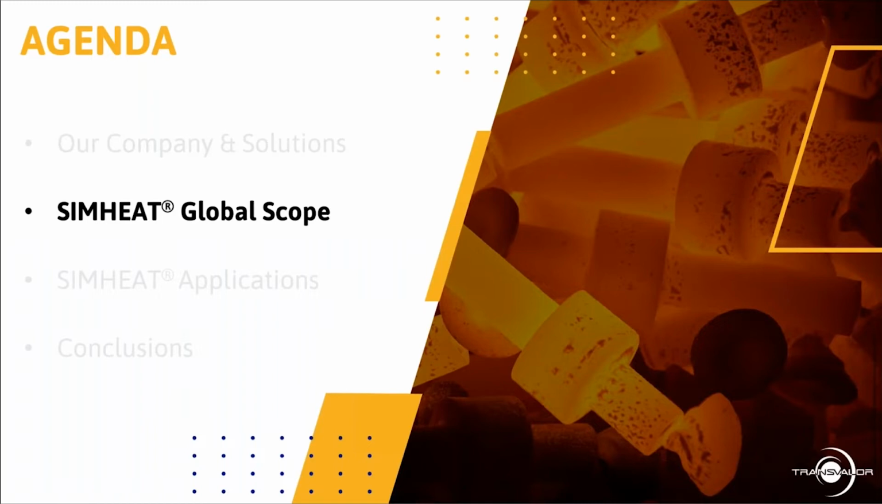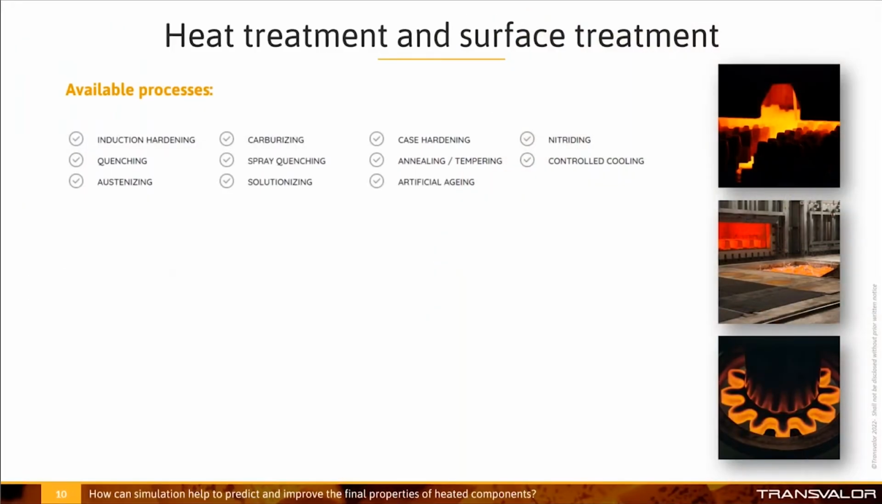Let's talk about SIMHEAT global scope. Let's talk about what the global scope of our heat treatment solutions is, and how our solutions can help you. Today, several heat treatment operations can be modeled. You can model the whole heat treatment cycle, for example from induction to quenching to carburizing.